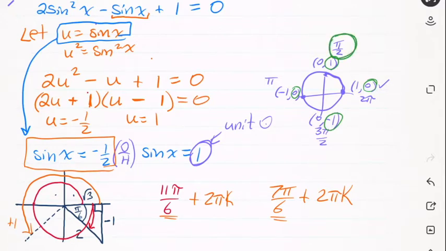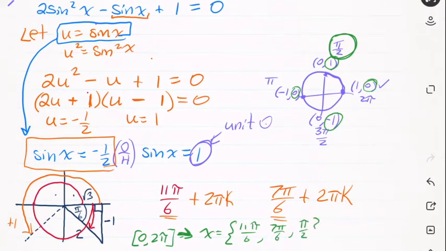So if we're just looking for 0 to 2 pi answers, then x is equal to the set of answers 11 pi over 6, 7 pi over 6, and pi over 2. And then, of course, you could add on the plus 2 pi k to each of these for all the possible solutions to this equation.